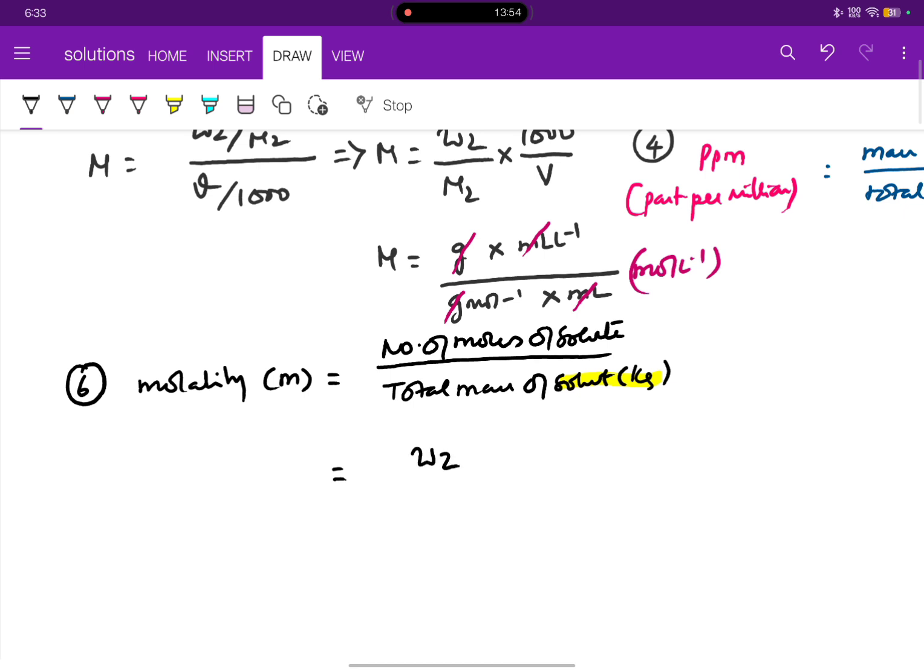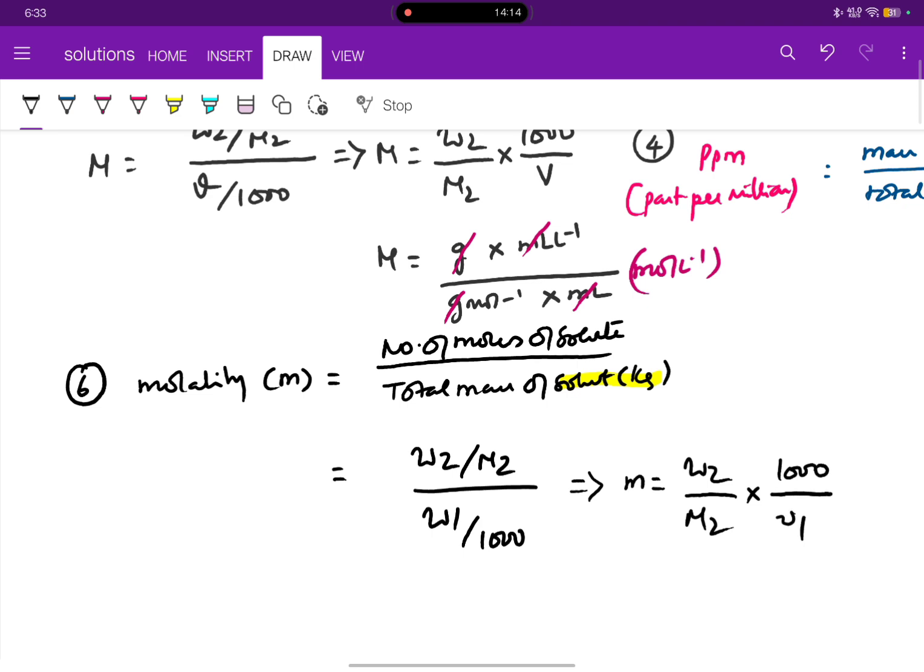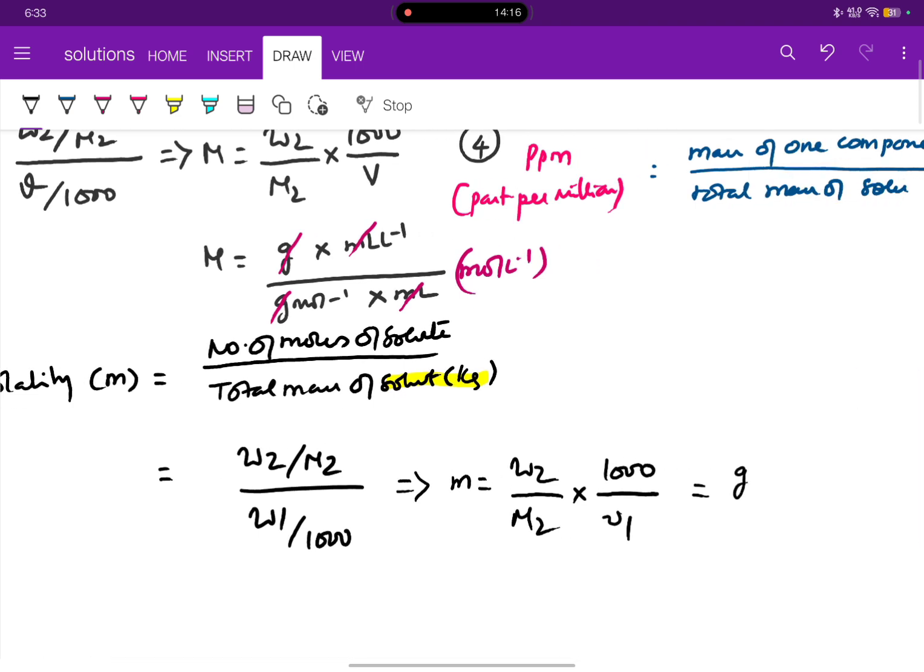So W2 by M2 divided by, this time it is the mass of the solvent, so W1 by 1000. So why I am dividing by mass of the solvent? If the mass of the solvent is in grams, then you should go about with it. So small m is equal to W2 by M2 into 1000 by W1. So shall we substitute the units? W2 is gram, 1000 gram per kilogram divided by gram per mole into gram. Ella gram cancel aayidum. Finally you will get mole per kilogram.